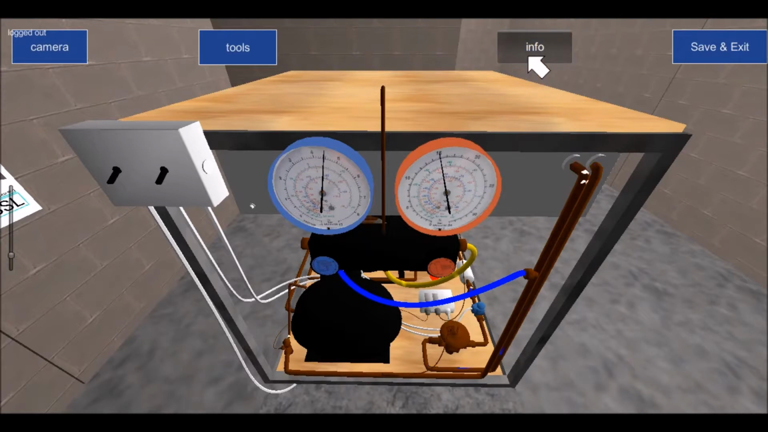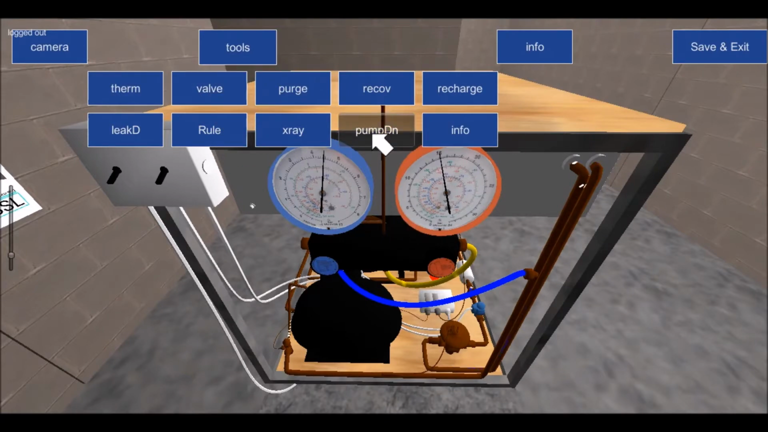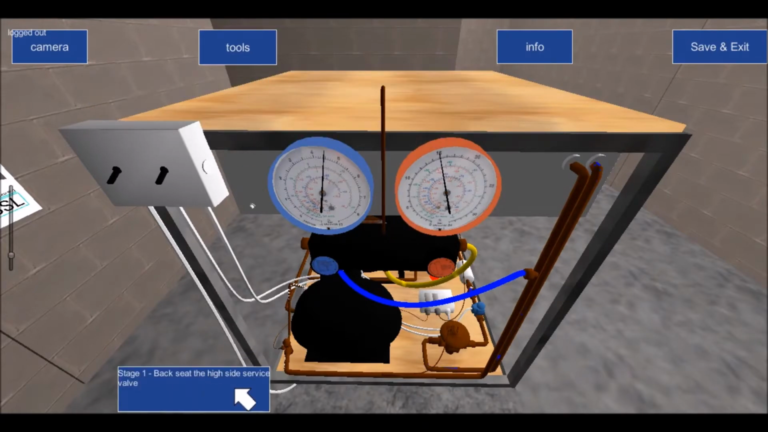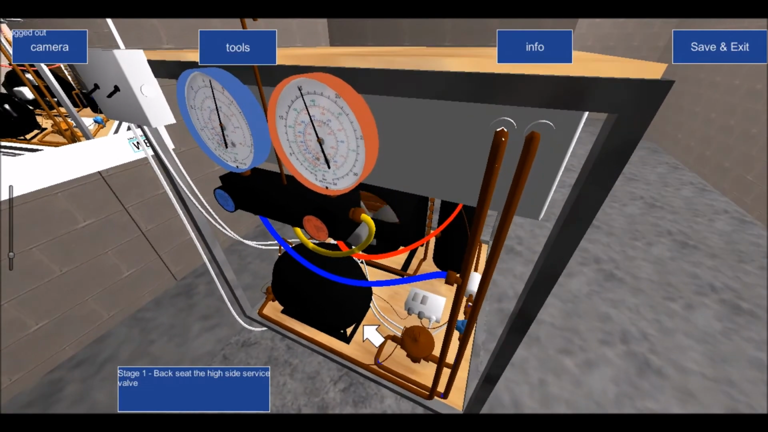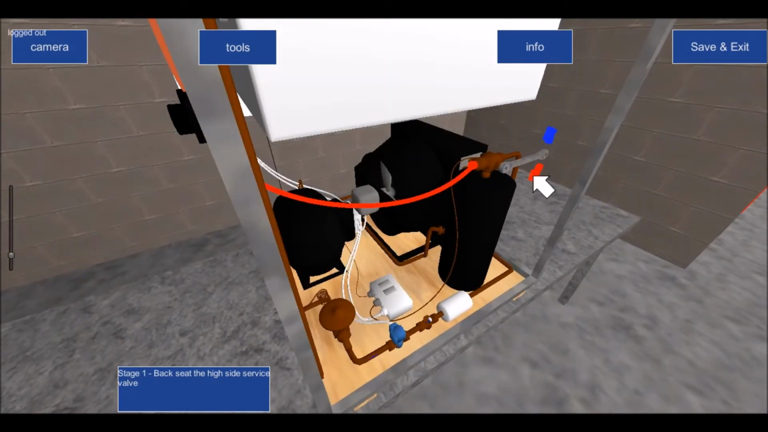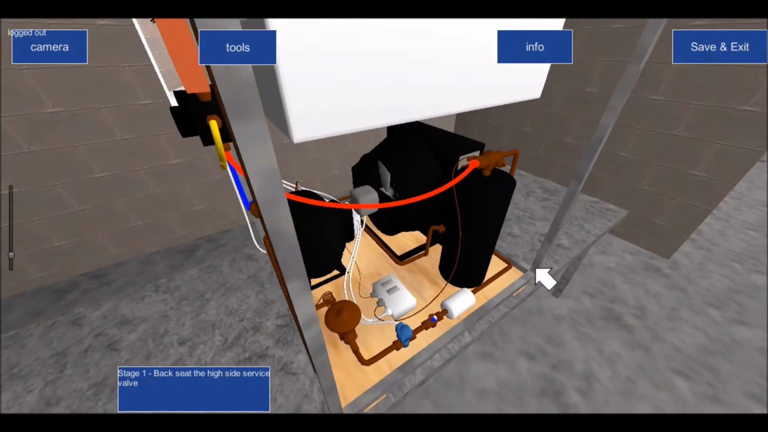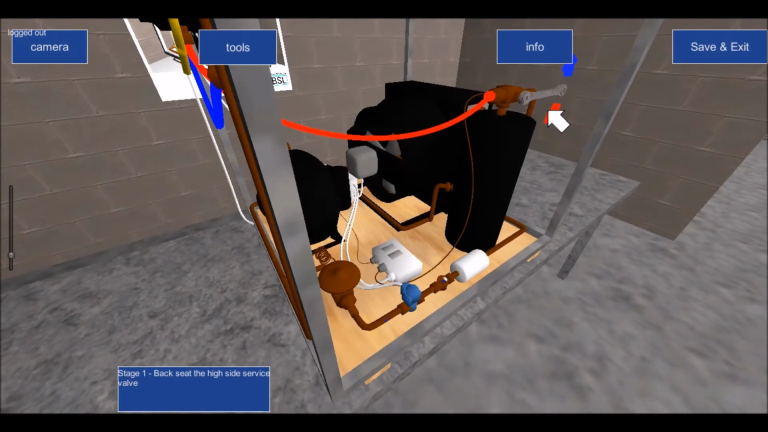So what we can do here is go into tools, and we can show pump down. So effectively it says backseat your high side service valve. Again, the pump down in this case is just showing you how to take off the gauges, right? But in order for me to be able to demonstrate pump down on this system, I need to make sure that there's no liquid going to the high side.